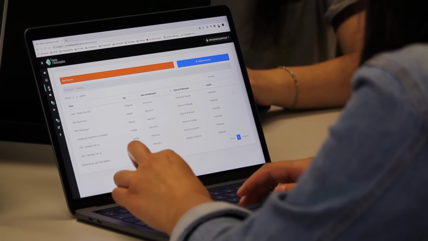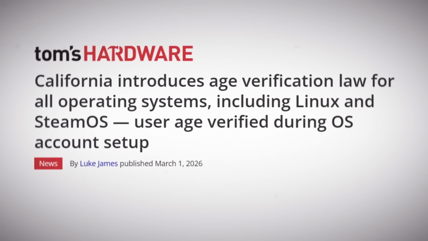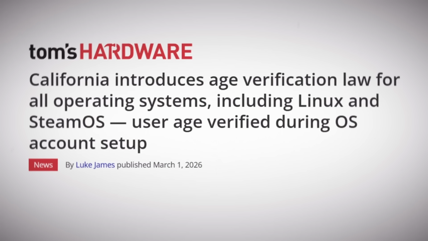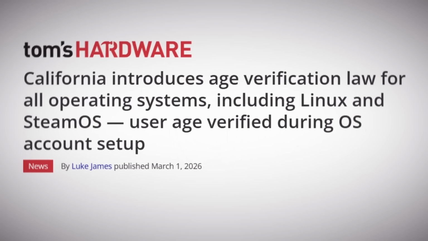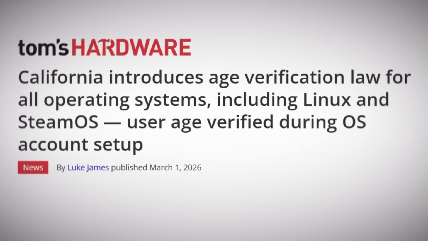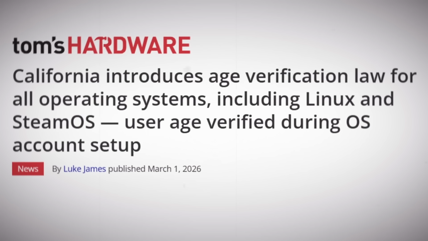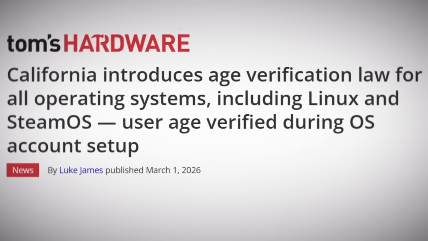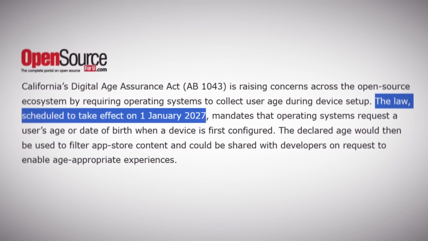And here is the part that stops most people cold. California has already passed a law, voted through 76-0, not a single dissenting vote, requiring every operating system, including Linux, to collect your age and share it with every app developer who asks. That law takes effect on January 1st, 2027. So Microsoft built the infrastructure before the law even required it.